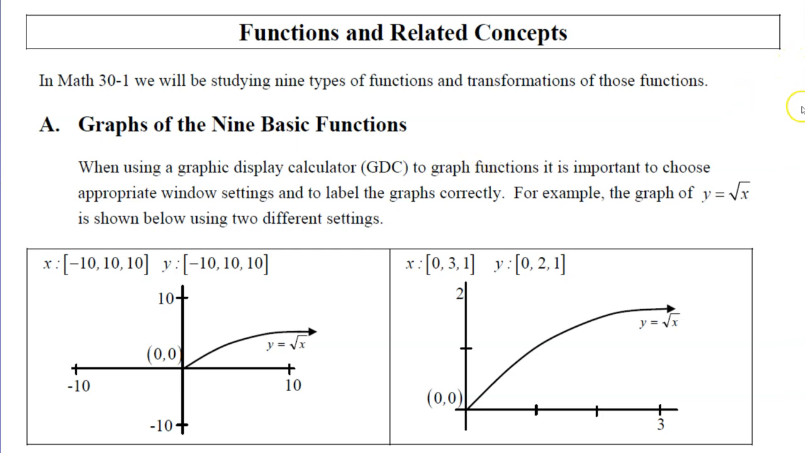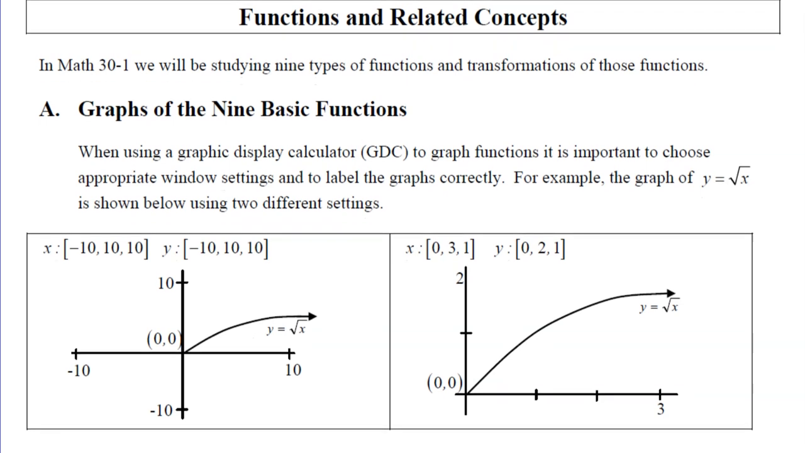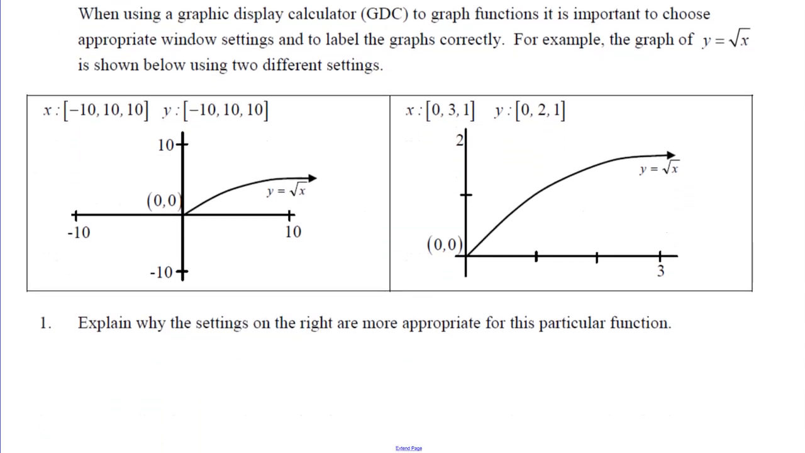So let's take, for example, the graph y equals the square root of x, and it's shown using 2 different settings. The first is the default setting of the calculator when your calculator is reset. This x colon gives you the minimum x value, the maximum x value, and the scale. And minimum y, maximum y, and scale.